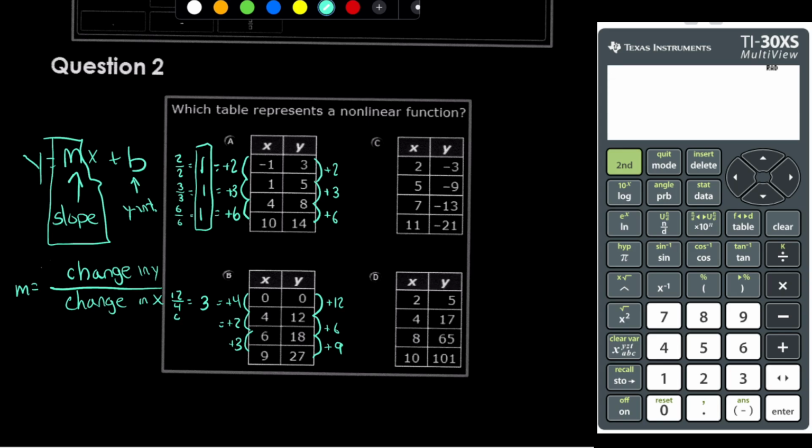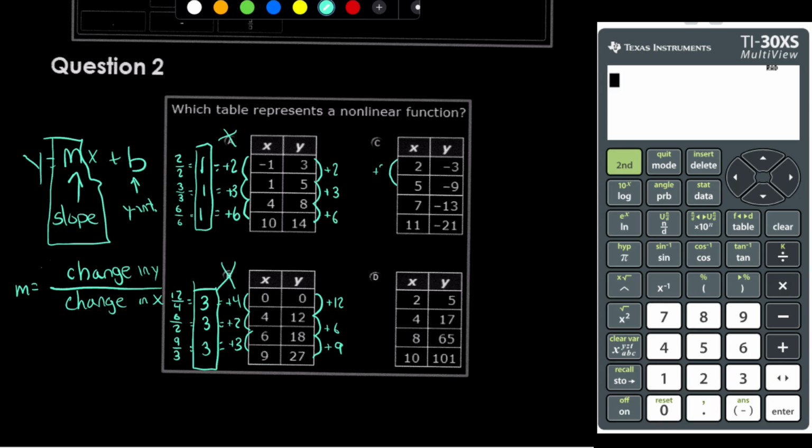Change in y, 6, over change in x, 2. 6 divided by 2 is 3. Change in y, 9, over change in x, 3. That equals 3. All of our slopes are 3, so it's not B. Let's go to choice C.